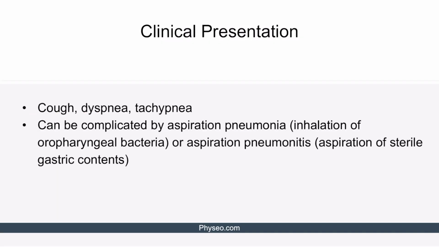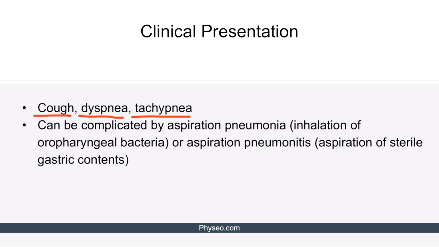The clinical presentation is generally variable. Patients may initially be asymptomatic but later develop respiratory dysfunction with cough, shortness of breath, and tachypnea. Before we move on, let's discuss a bit of the difference between aspiration pneumonia and aspiration pneumonitis. They are both complications of pulmonary aspiration.